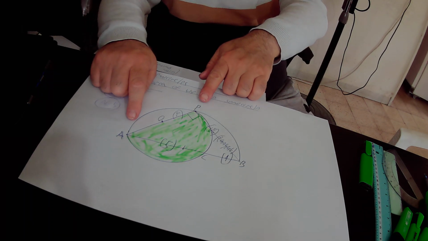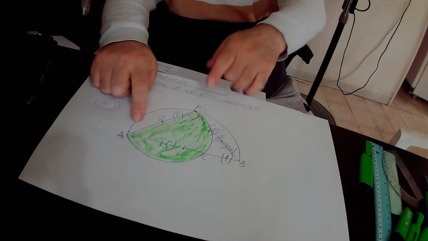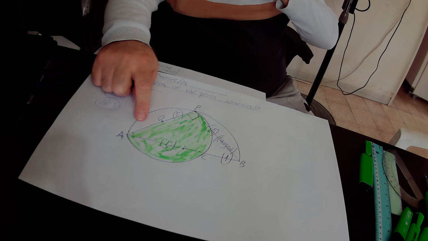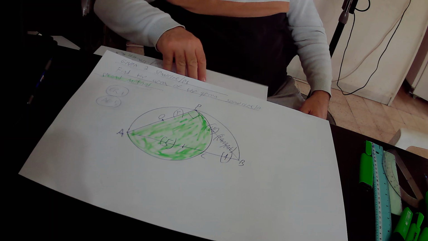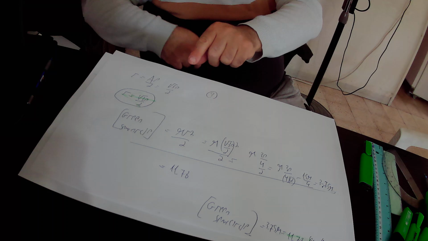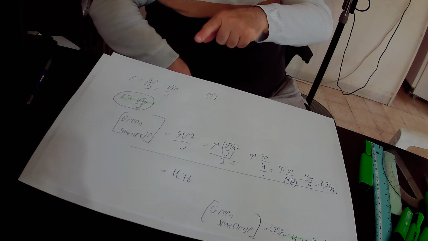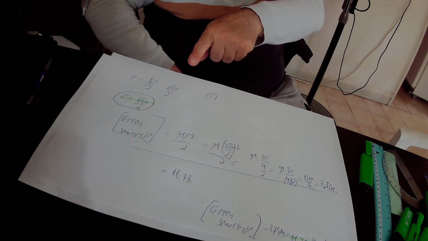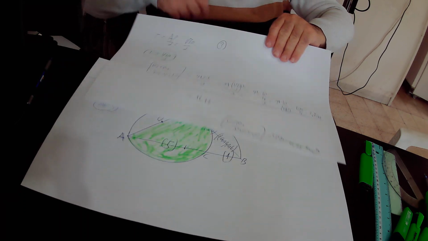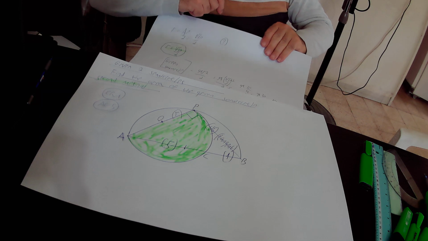AP is the diameter of this green semicircle, and it equals the square root of 30 units. If the diameter AP equals the square root of 30, it means that the radius must be half of it. Again, the radius of this green semicircle R equals the diameter AP over 2. The diameter AP is the square root of 30, so the square root of 30 over 2 is the radius of this green semicircle.